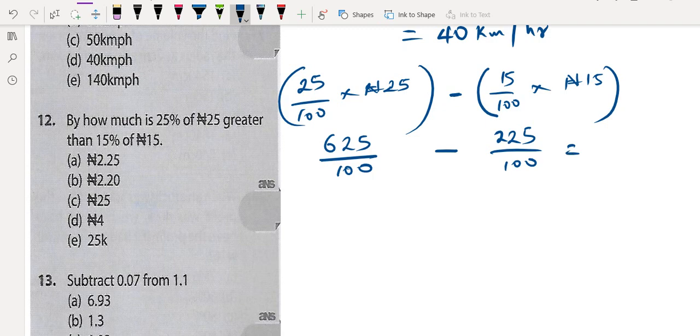Same denominator. What do you do? 625 minus 225 is 400 over 100. That's 4. Option D. So 4 naira.